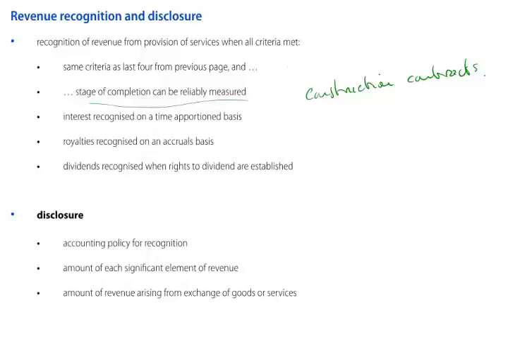Interest is recognized on a time-apportioned basis, and royalties are recognized on an accruals basis. Dividends are recognized when rights to the dividend are established.